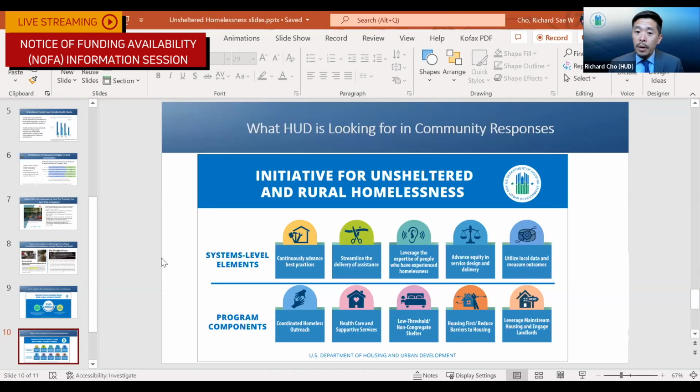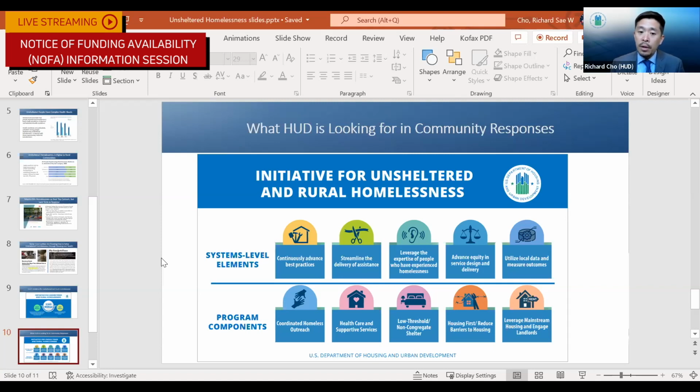I think it's really important to listen to and engage people who have lived experience of homelessness and to provide their expertise. We want to see how they're advancing equity and addressing racial disparities, as well as the disparities of people with disabilities, and then using local data to measure outcomes and continually improve their performance.